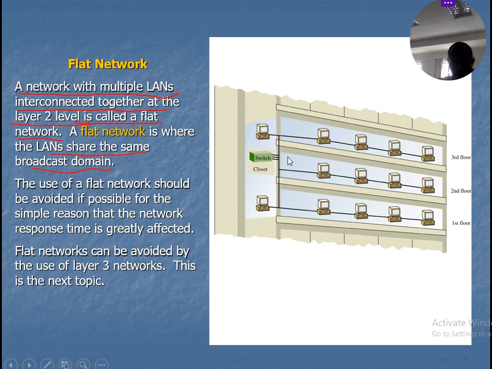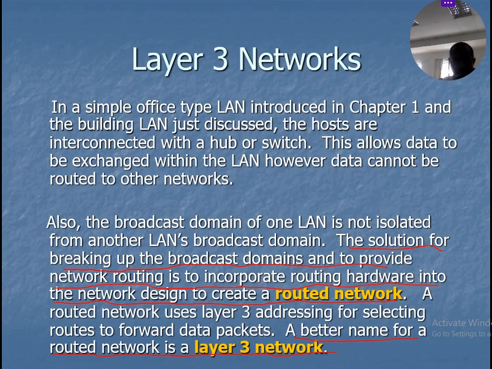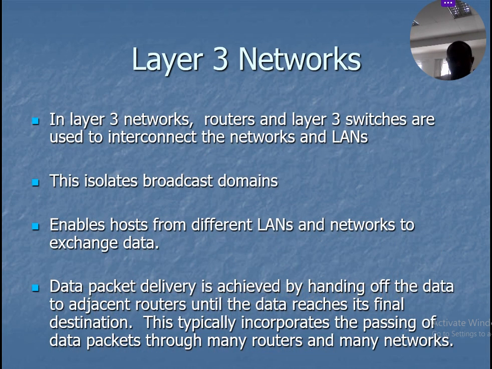If we want to isolate the broadcast domain from being broadcasted to all the computers in the network, then we need what we call a routing device to provide a routed network, which is called a layer 3 network. Routed networks are called layer 3 networks. Okay, so a routed network uses the layer 3 addresses for selecting the different routes to forward the data packets to. So another name, or a better name that we can use for a routed network, is the layer 3 network. Is that okay? Now let's move quickly for the sake of time.